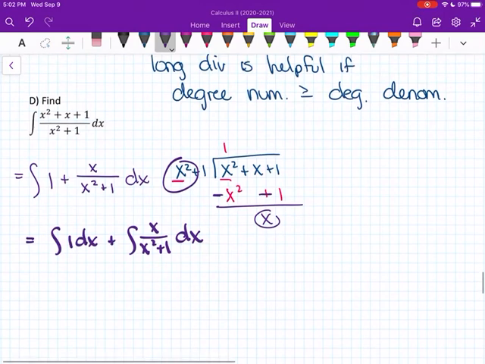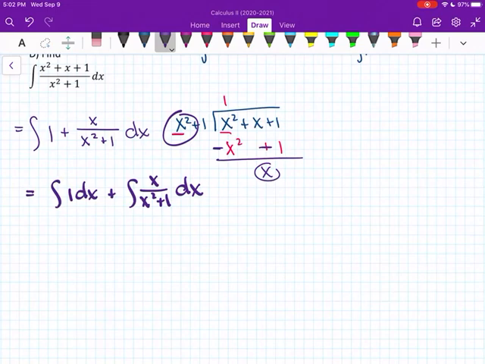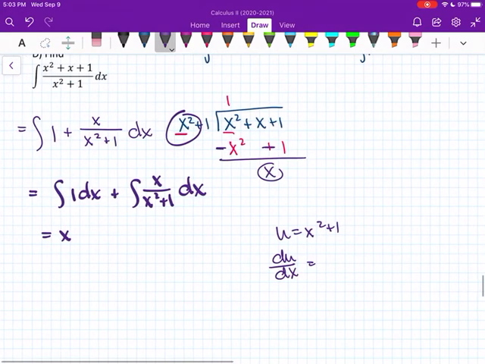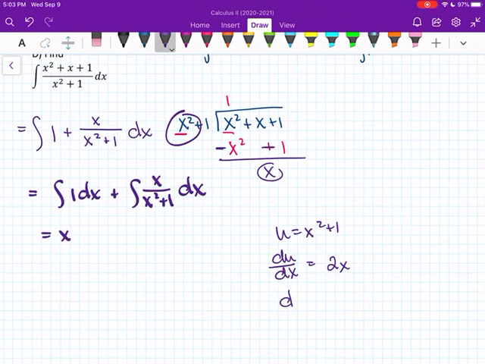All right, so now we have this, which is easier because we can see that the first integral is really easy, and then the second one is just some basic U substitution. So I get x, and then over here, so if I let u equal x squared plus 1, then du dx is going to equal 2x. So then I get that dx equals 1 over 2x du.